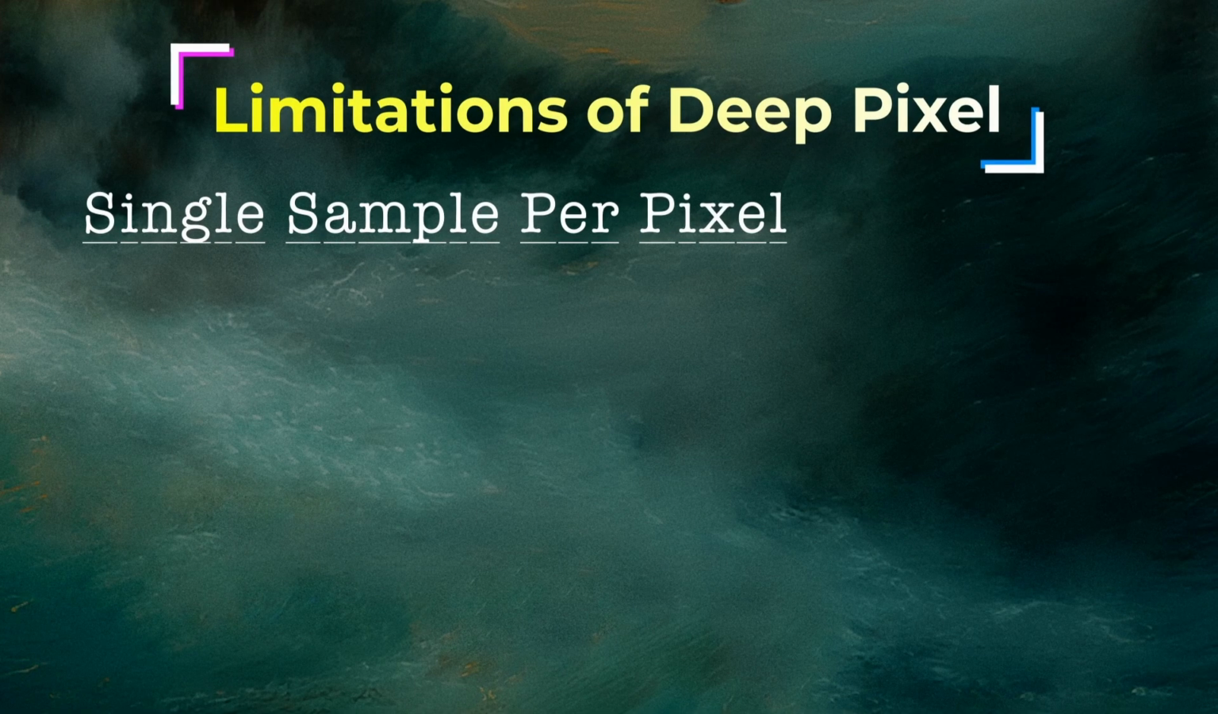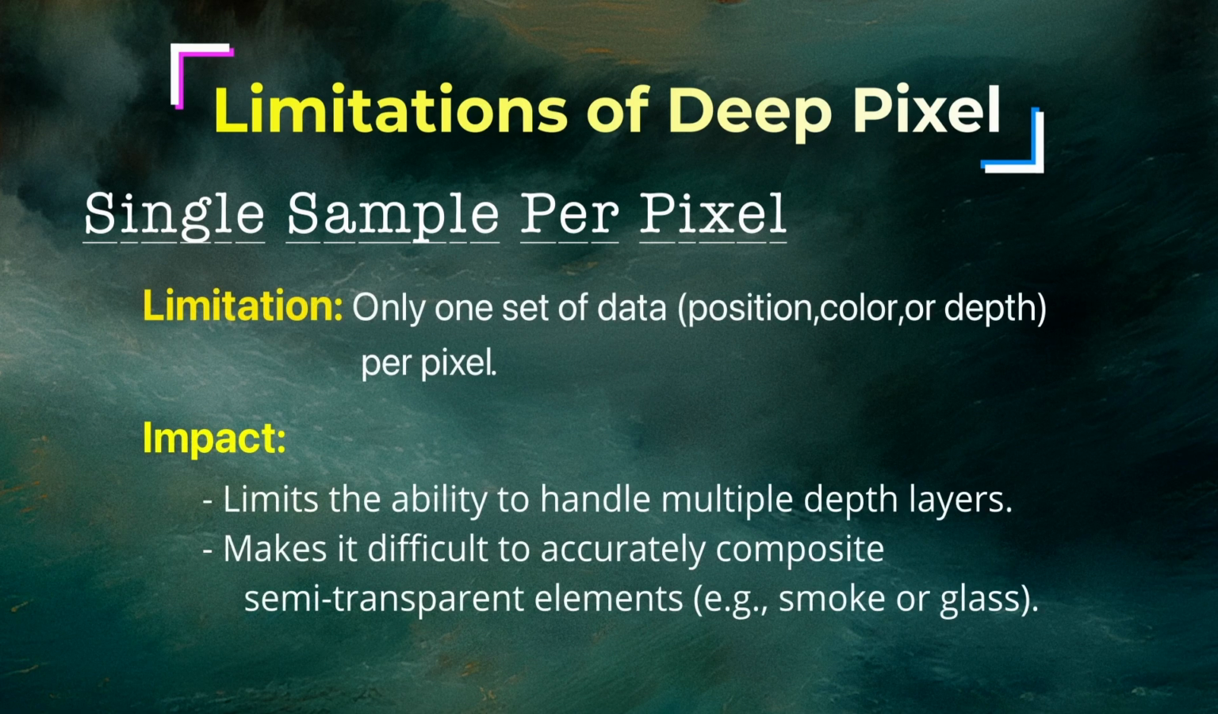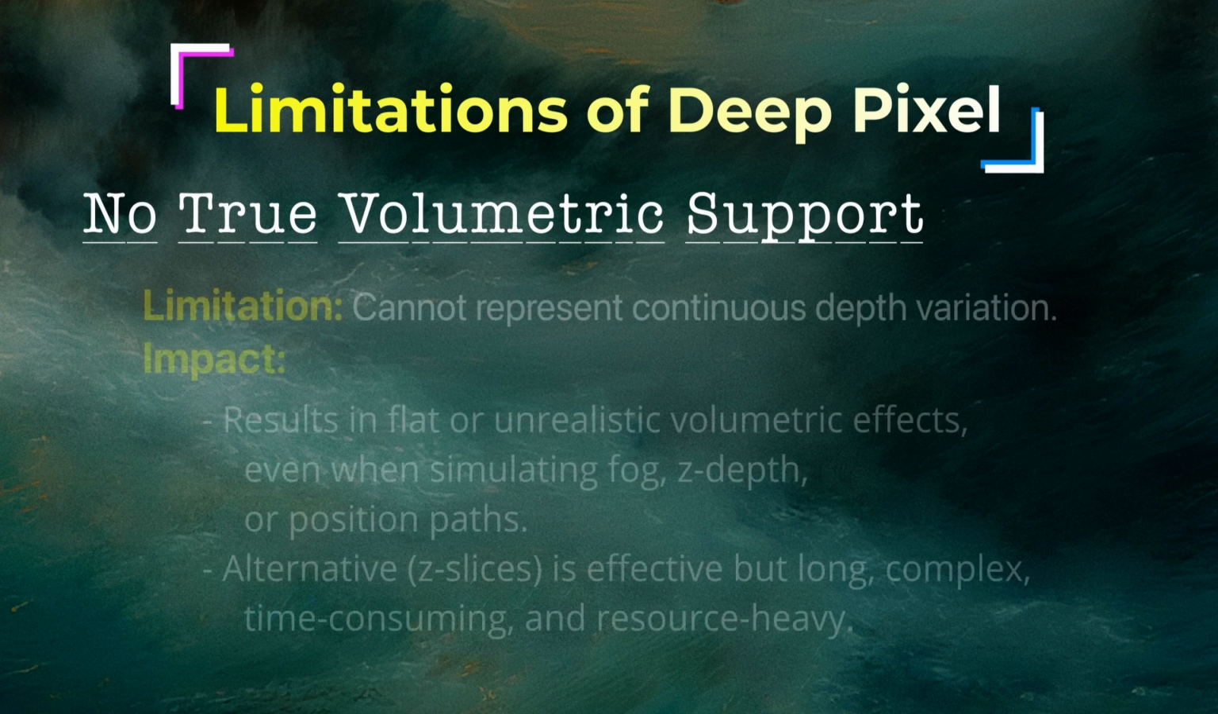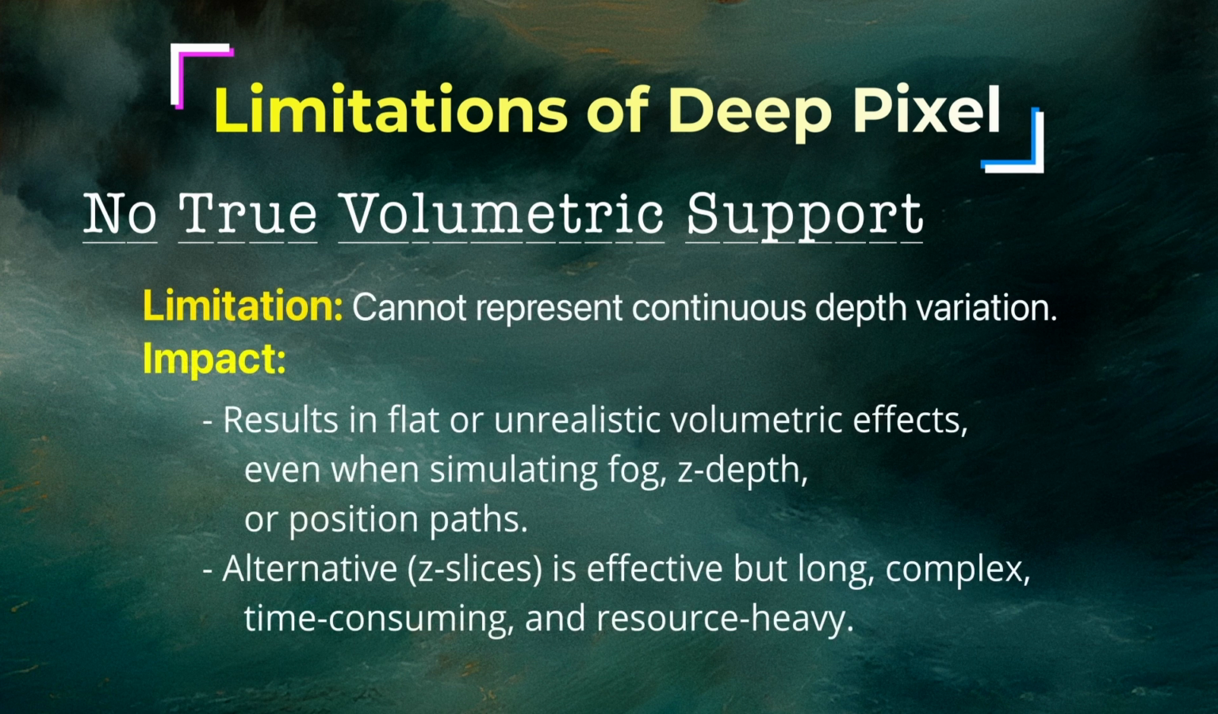Single sample per pixel. Only one set of data, position, color, or depth per pixel limits the ability to handle multiple depth layers, making it hard to composite semi-transparent elements like smoke or glass accurately. No true volumetric support. While it simulates fog, z-depth, or position pass, it can't represent continuous depth variation, resulting in a flat or unrealistic volumetric effect. And the alternative is to use Z-slices, which is a long and complex process, effective but time-consuming and resource-heavy.